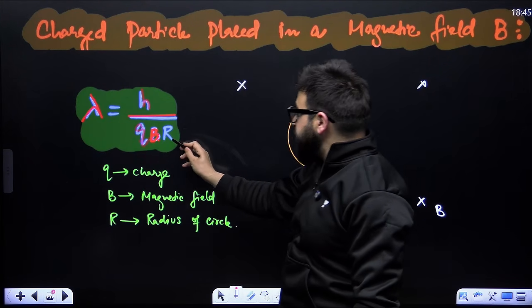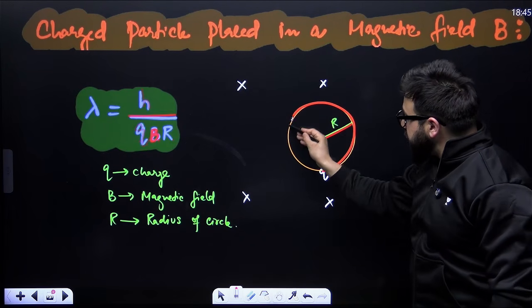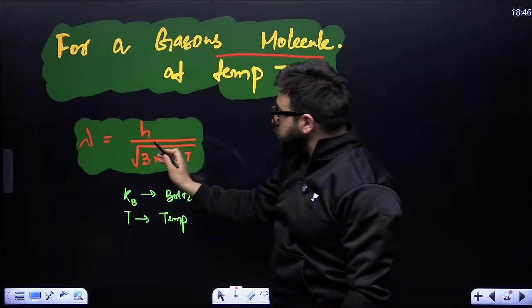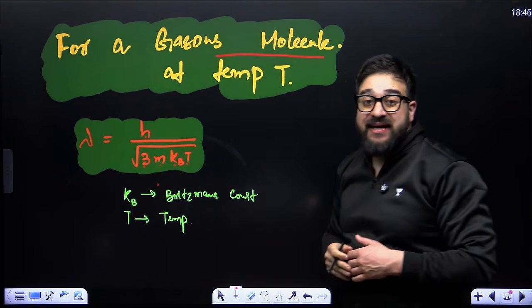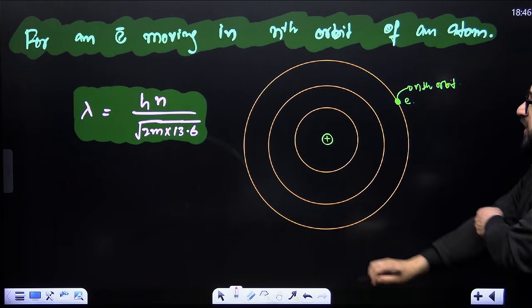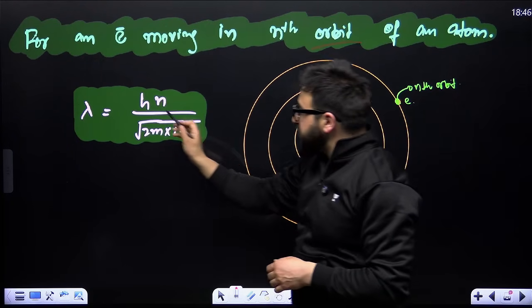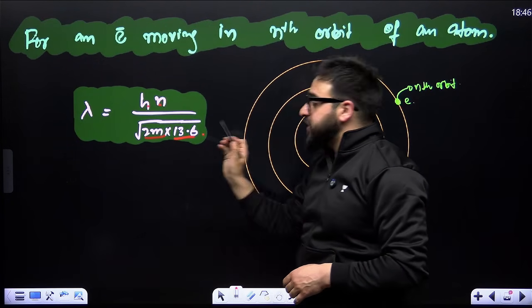Q is charge, B is magnetic field, r is the radius, because here the particle moves in a circular path when it goes into the magnetic field perpendicularly. For a gaseous molecule, it is h upon root of 3mk_BT, where k_B is the Boltzmann constant and T is temperature. For an electron moving in the nth orbit of an atom, its de Broglie wavelength is n into h upon root of 2m into 13.6.